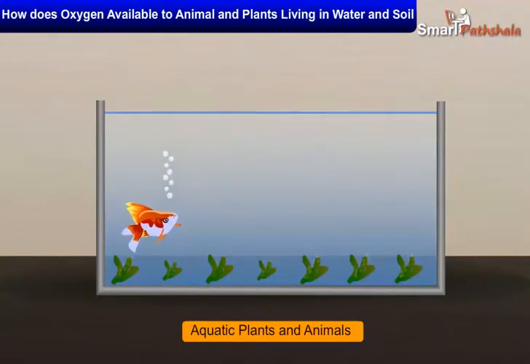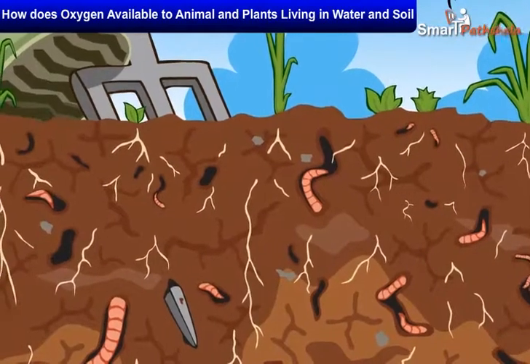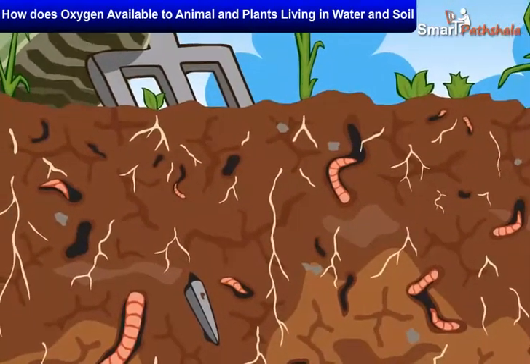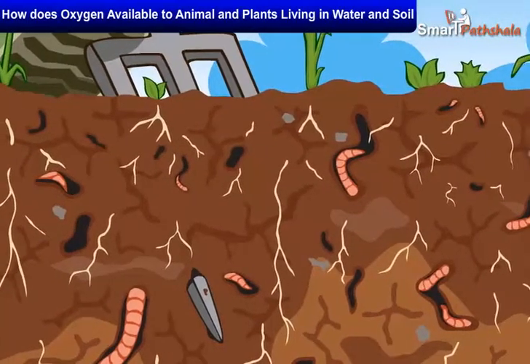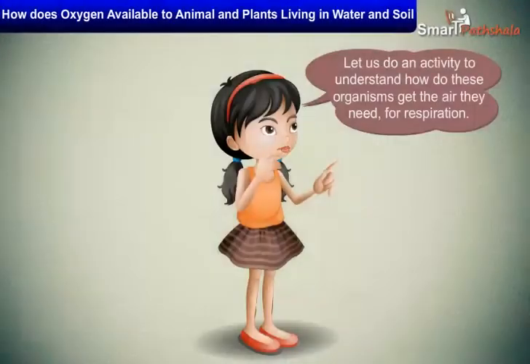From this activity, we learn that some quantity of oxygen is dissolved in water and this oxygen is utilized by the aquatic plants and animals. The organisms that live in soil also need oxygen to respire. Let us do an activity to understand how these organisms get the air they need for respiration.